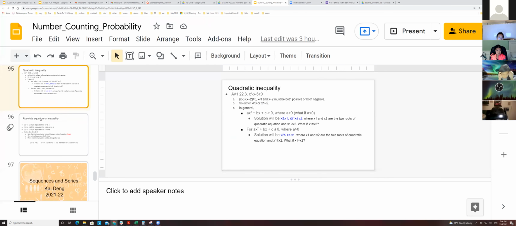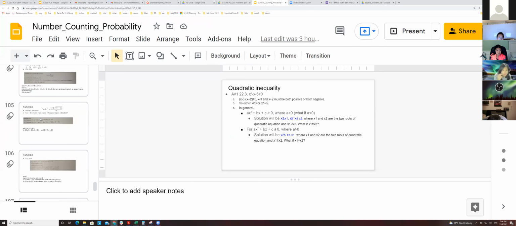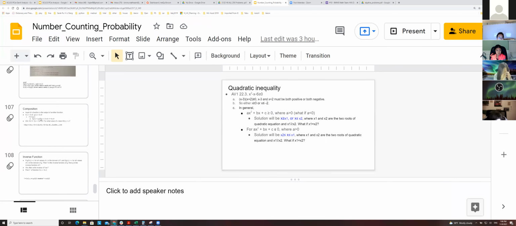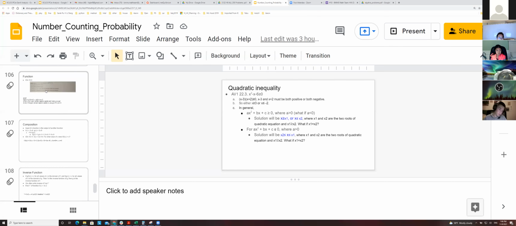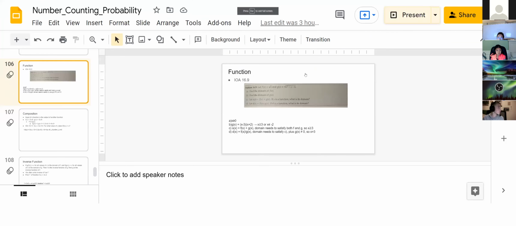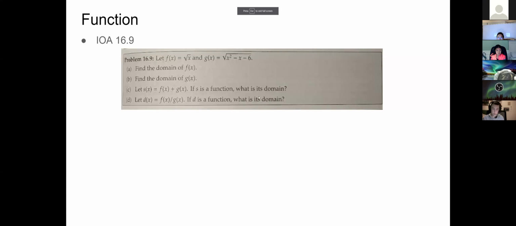Let's go back to here. So the correct answer is x is greater than or equal to 3 or less than or equal to negative 2. So continue working on C and D. It should be straightforward now.